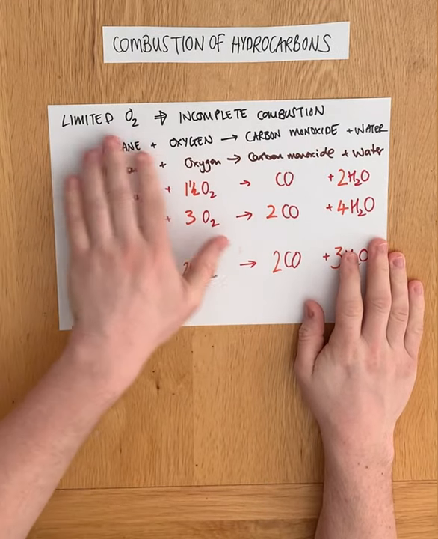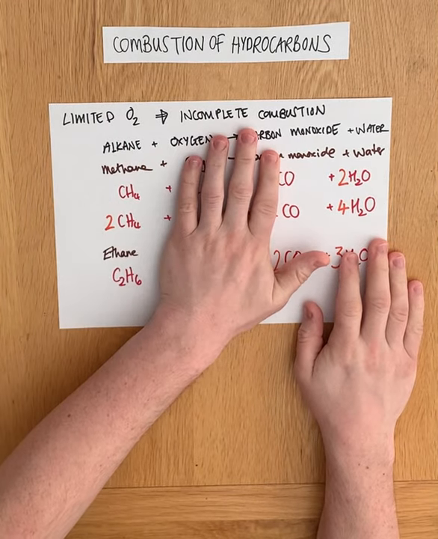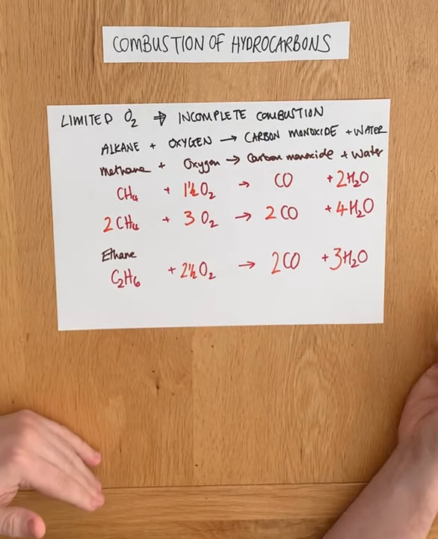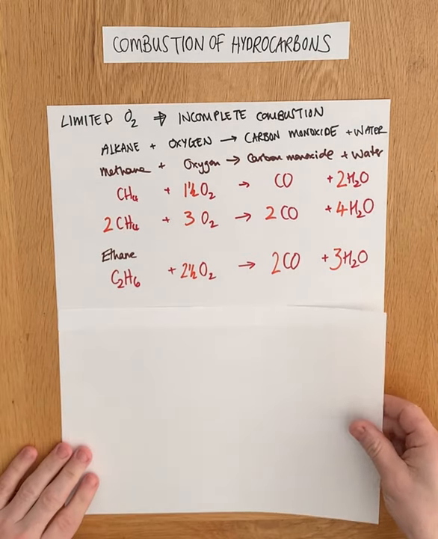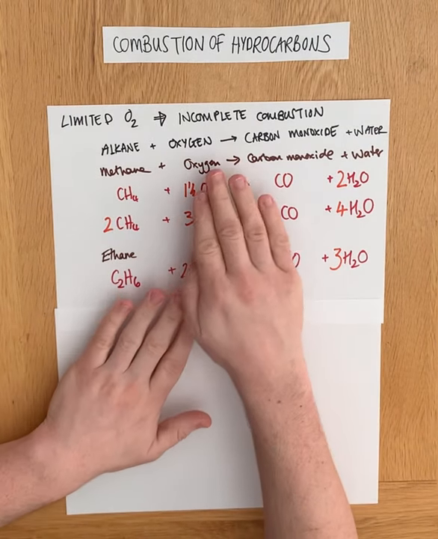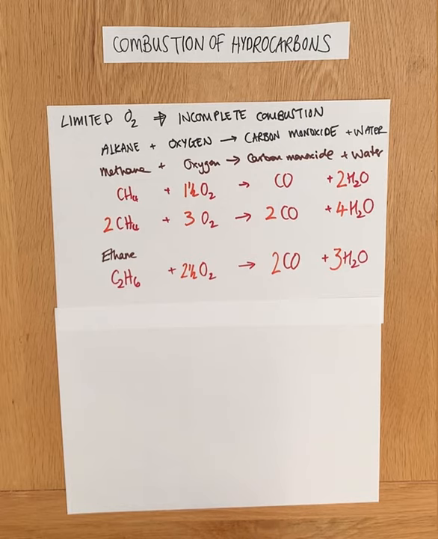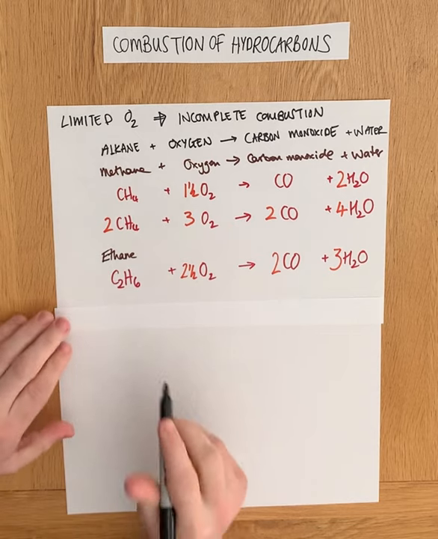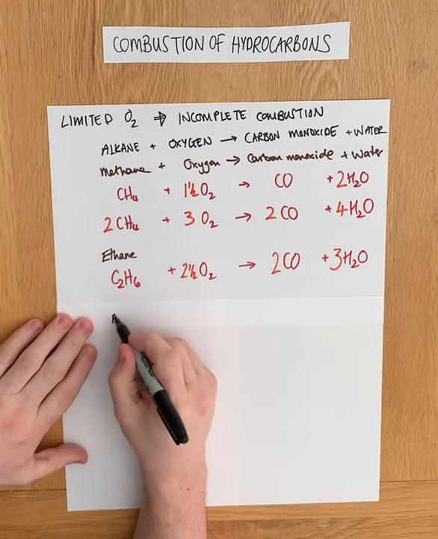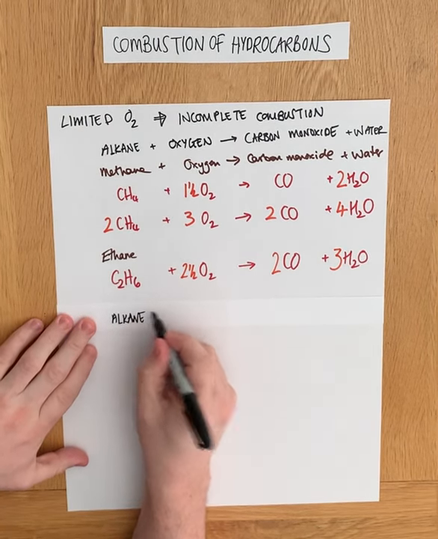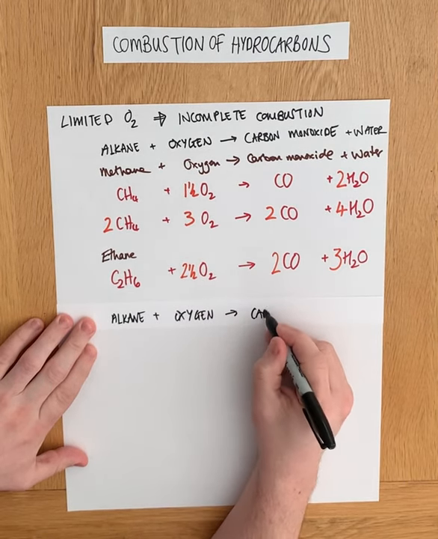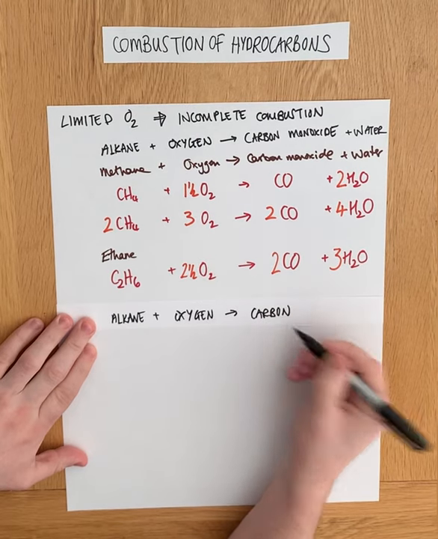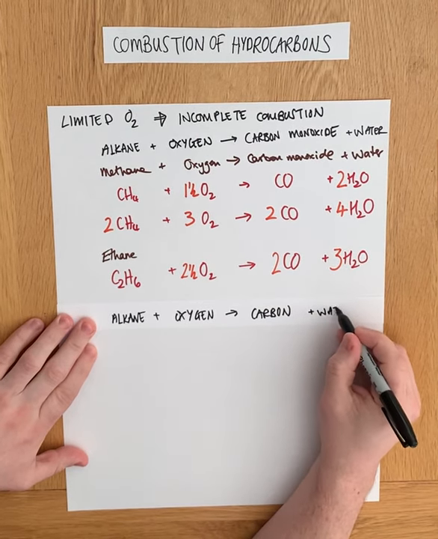When there's limited oxygen, we get incomplete combustion. Now, depending on how limited the amount of oxygen is, there may not even be enough oxygen to produce carbon monoxide. We could also get carbon, so just carbon. So the alkane can react with oxygen to form carbon. We normally call carbon soot. That's its name on the street.